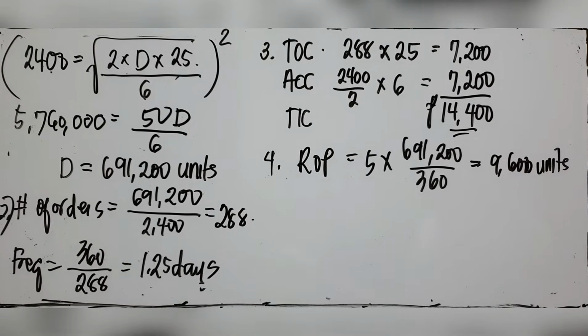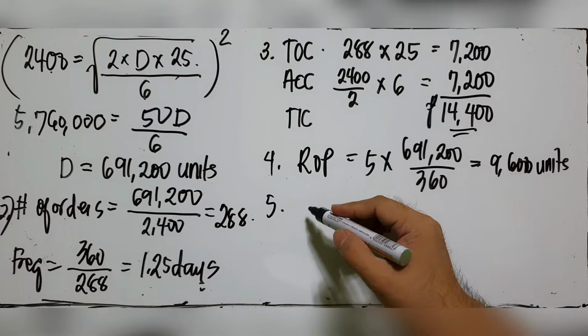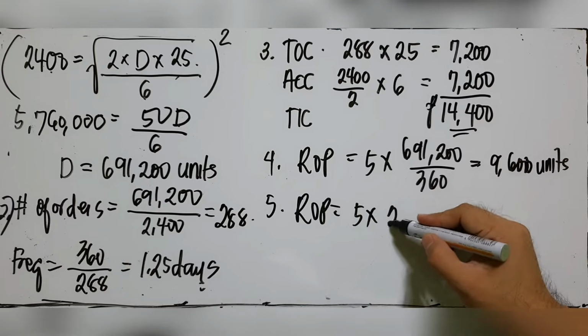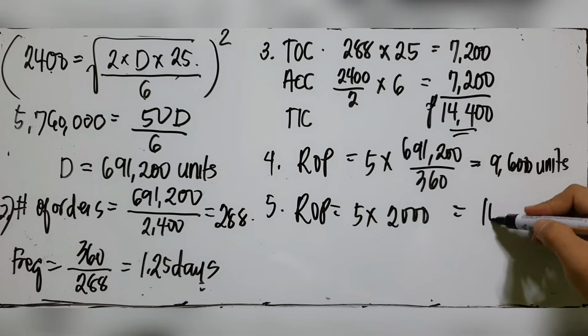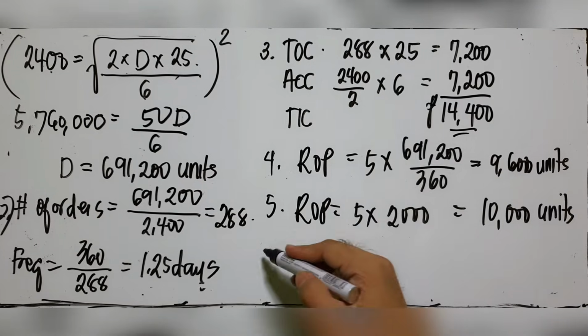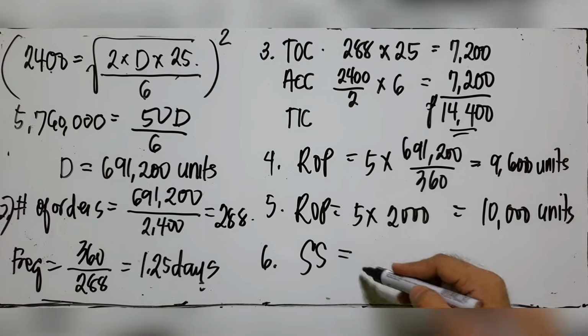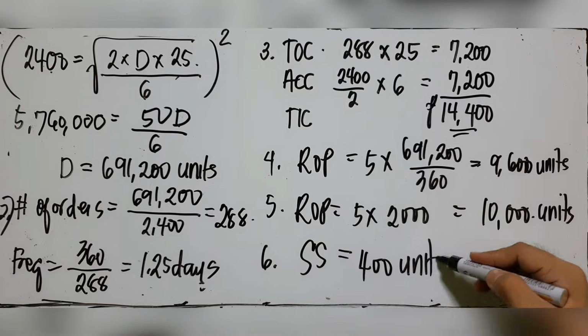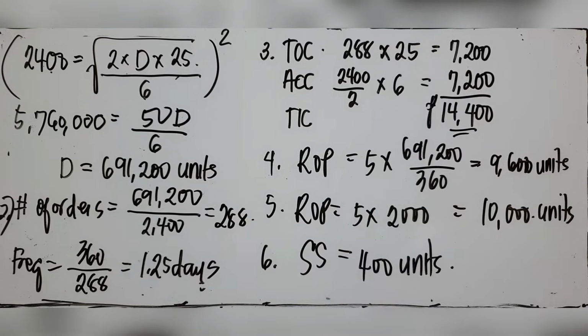Okay? What if the maximum usage is 2,000 units? So the reorder point is 5 times 2,000 units. So the answer is 10,000. So therefore, to answer number 6, the safety stock is equal to the difference of the two, 400 units. That is our buffer. Okay? So that's problem number 6.